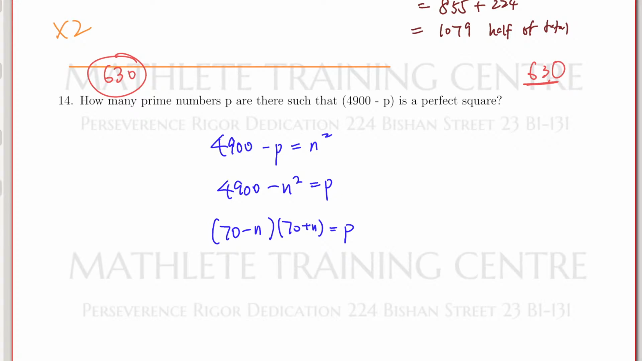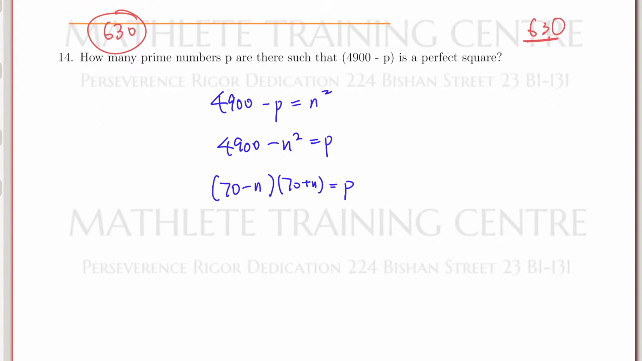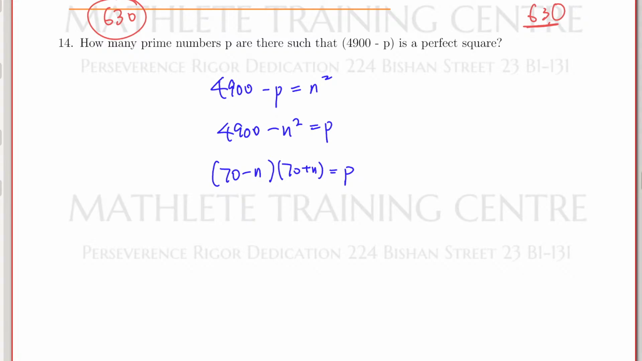So how can a product of two numbers be equal to a prime? The only way is when one of them is the number 1. So it has to be the smaller number that is 1. And if the smaller number is 1, then you can easily see n must be 69. Then the bigger one will be 70 plus 69, which is equal to 139. Is 139 a prime? You can quickly check. It's not divisible by 2, 3, 5, 7, or 11. So therefore it is a prime, and in this case there's only one possibility for this prime number p.